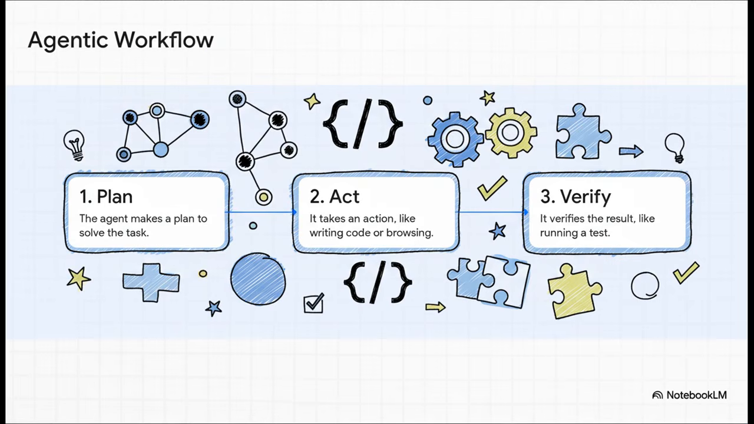See, when an AI acts like an agent, it's constantly in this loop. Plan, act, verify. Over and over. So for a coder, it's like plan a fix, act by writing the code, and then verify by running a test. And the speed of that loop, that's everything. A slow loop is a useless agent.